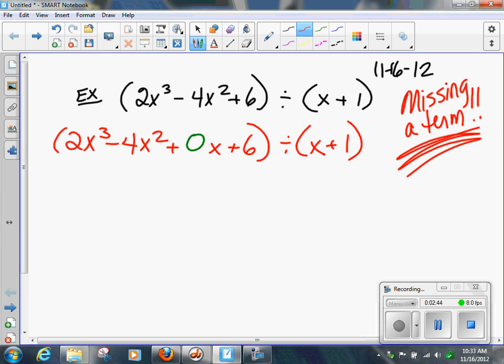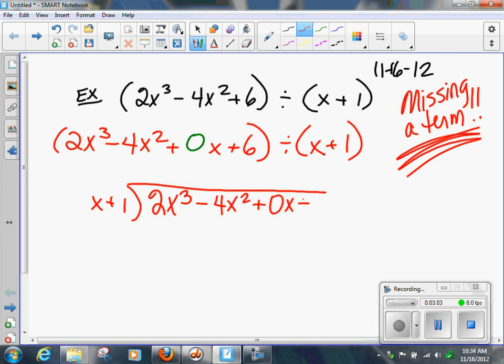So if I get ready to do long division, then x plus 1 goes where? Outside or inside of the house? Outside. And then we're going to write 2x cubed minus 4x squared plus 0x plus 6. You guys with me? How do you divide this for me? Real quickly. Do that on your own.